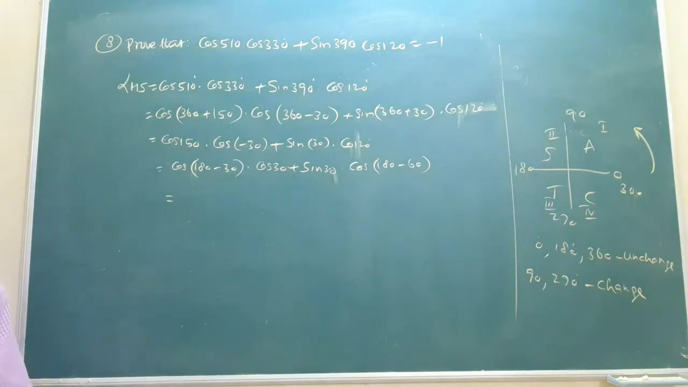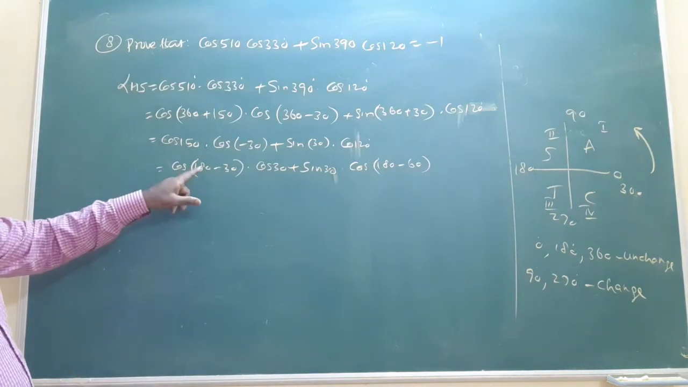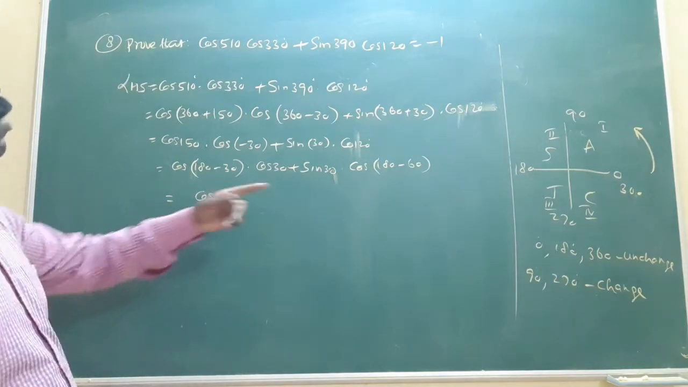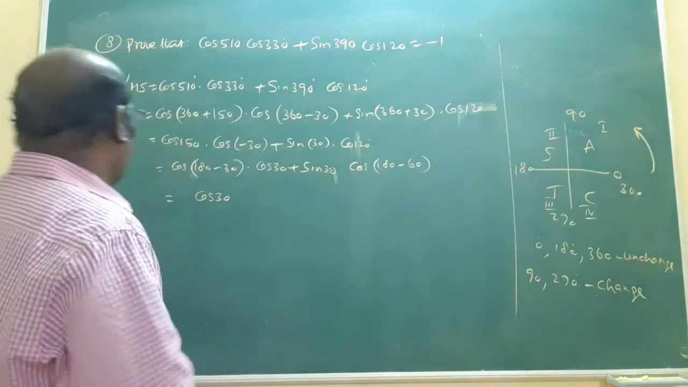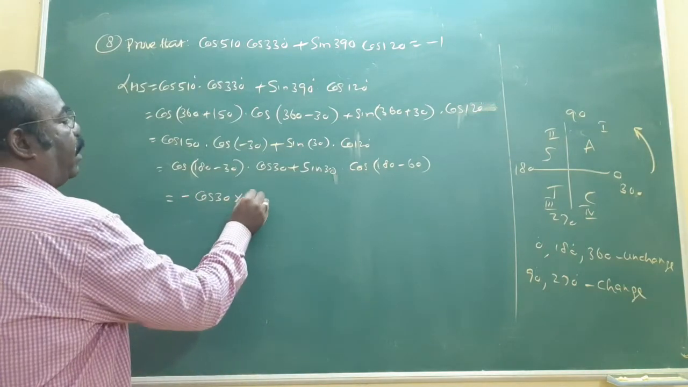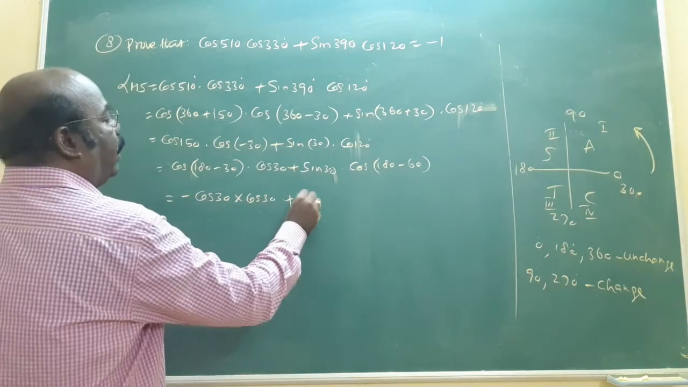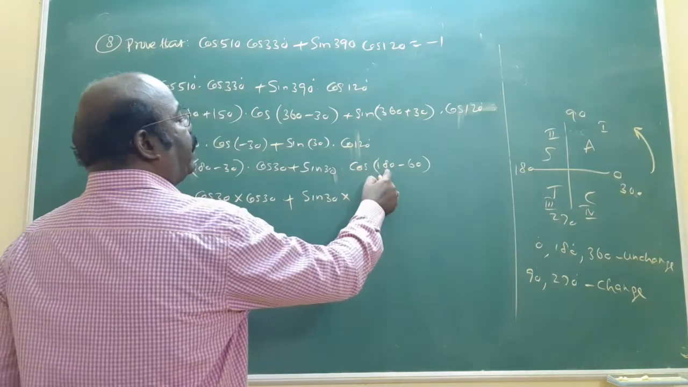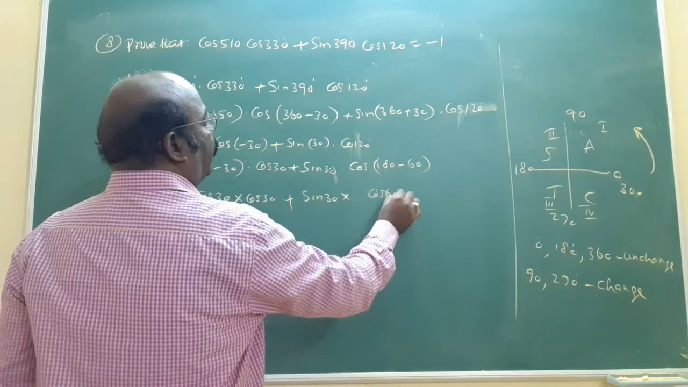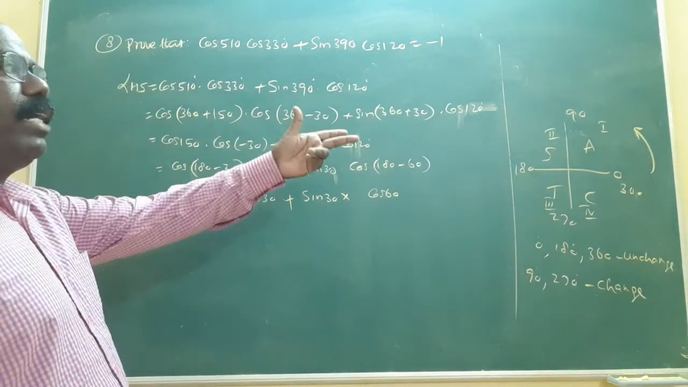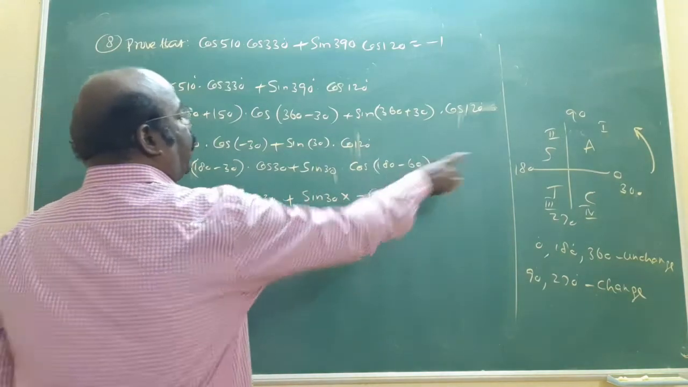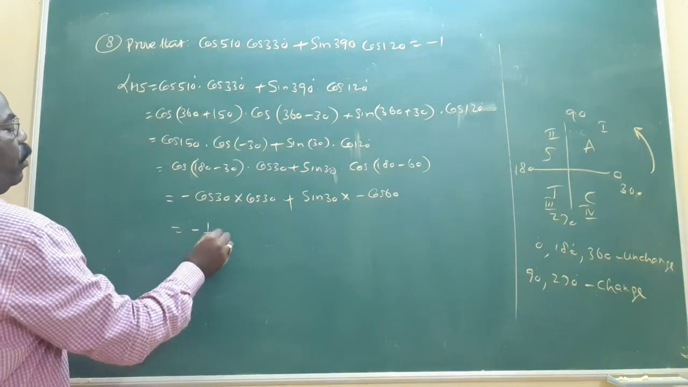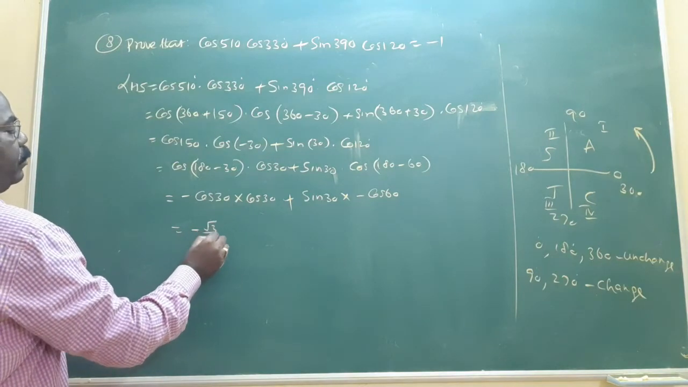Now put the value. Cos of 180, 180 means unchanged. Cos becomes cos 30. 180 minus, sin only positive, that's why minus. Already what is that? Cos 30 plus sin 30 into again cos 180 minus 60. 180 means unchanged, cos 60. Am I right? 180 minus, sin only positive, here cos is coming, that's a minus. Now put the value 1 by 2, root 3 by 2. Am I right?